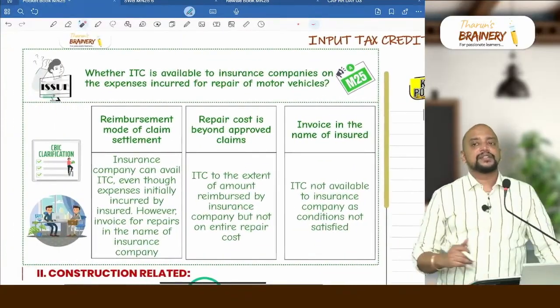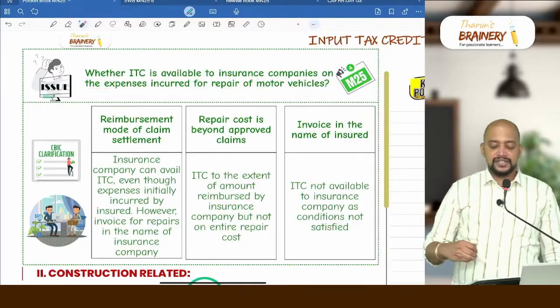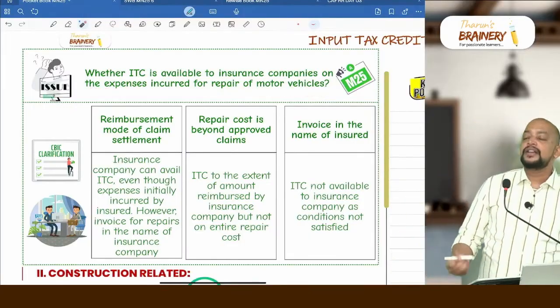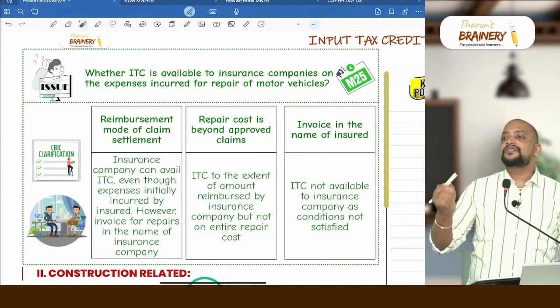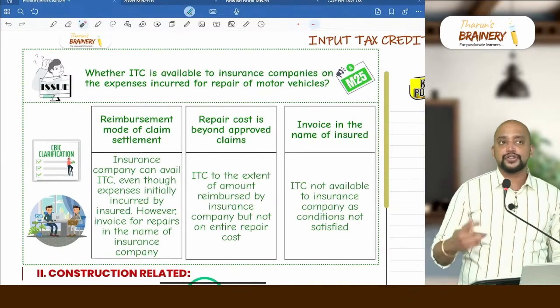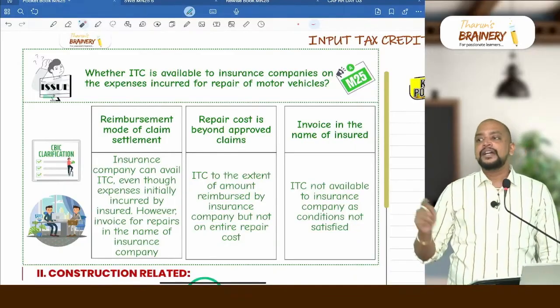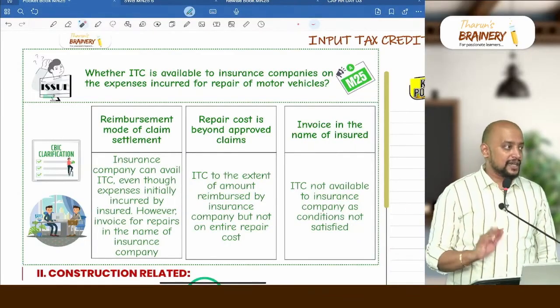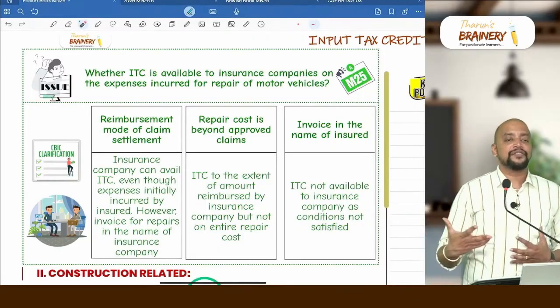You can see in the next page whether ITC is available to insurance companies on the expenses incurred for repair of motor vehicle. If the invoice is in the name of the insurance company, definitely on that invoice the insurance company can take ITC. But if the invoice is in the name of the insured, the insurance company cannot take ITC. And moreover, there will be something called the reimbursement mode of claim.